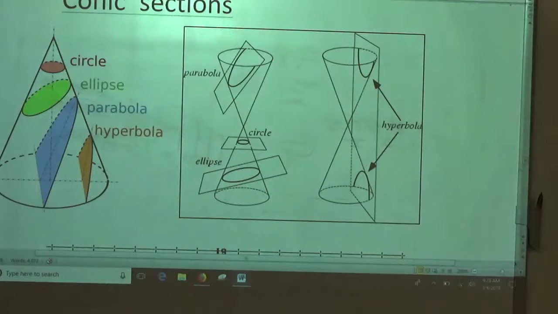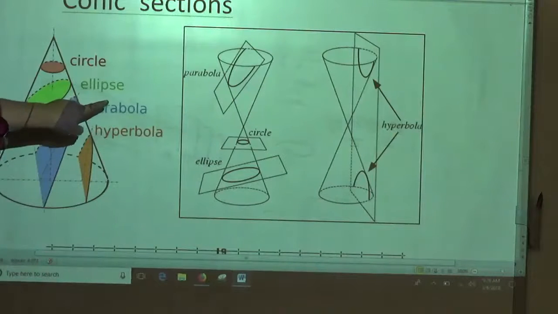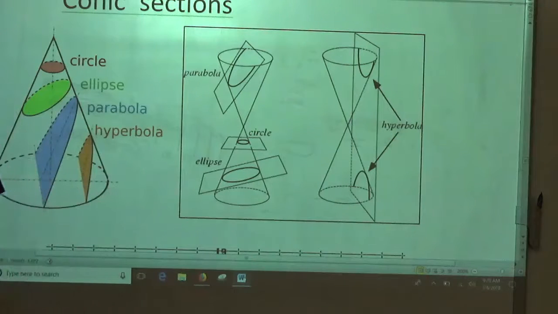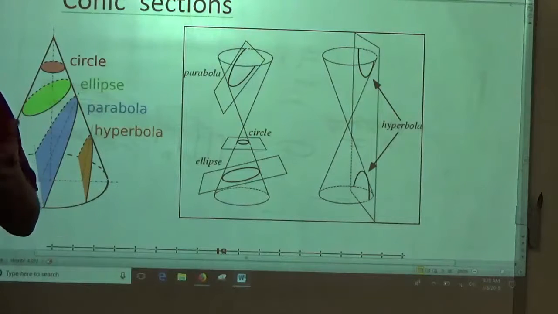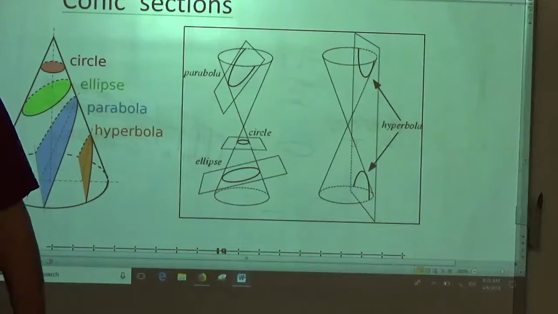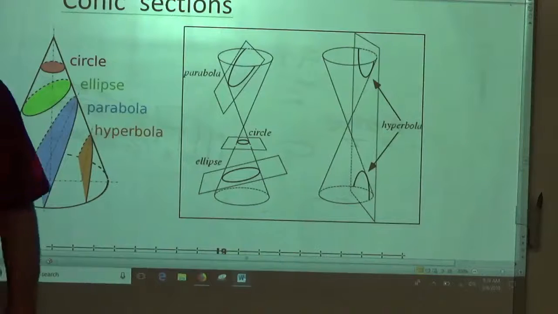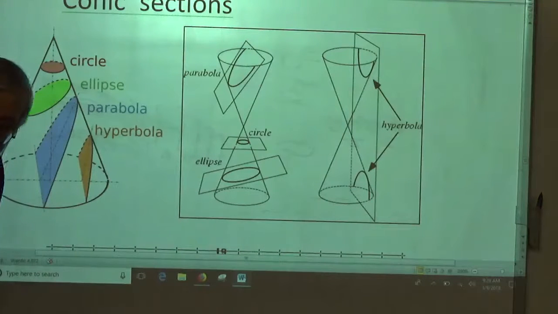Okay? So these are the four words that are part of the conic sections, and each of them has its own equation. That's what you have to learn: what does the equation of a circle look like, what is the equation of an ellipse, what is the equation of a parabola, and what is the equation of a hyperbola. If you learn all those equations, then all this is easy. Don't learn the equations and the differences between them, and this is hard.